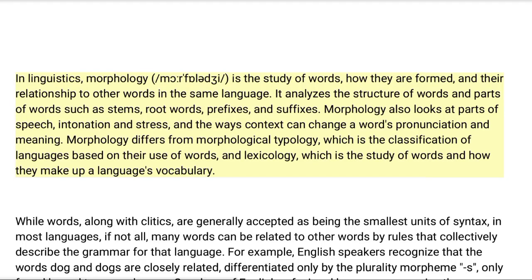Linguistics, morphology is the study of words, how they are formed, and their relationship to other words in the same language. It analyzes the structure of words and parts of words such as stems, root words, prefixes, and suffixes. Morphology also looks at parts of speech, intonation and stress, and the ways context can change a word's pronunciation and meaning. Morphology differs from morphological typology, which is the classification of languages based on their use of words, and lexicology, which is the study of words and how they make up a language's vocabulary.